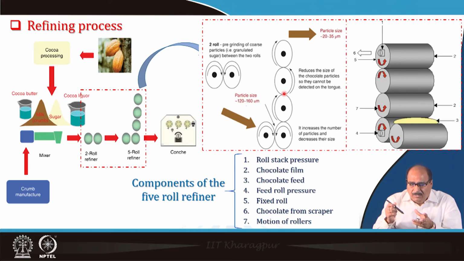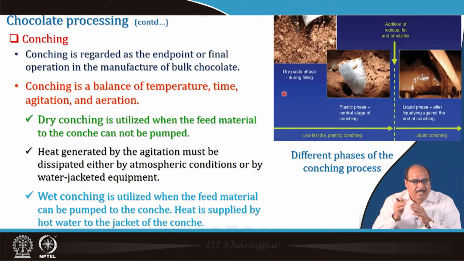The components of the five roll refiner are shown here. It consists of roll stock pressor, chocolate film, chocolate feed roll pressor, fixed roll, chocolate scraper, and motion of the rollers. These are the various accessories that are provided in the refiner. Then conching, a very important operation. You can see here in the figure, it is regarded as the end point or final operation in the manufacture of bulk chocolate making. Conching is basically a balance of temperature, time, agitation and aeration.